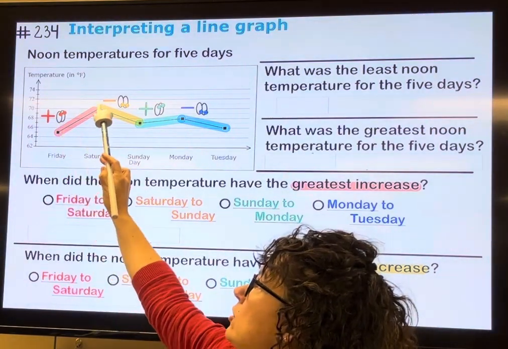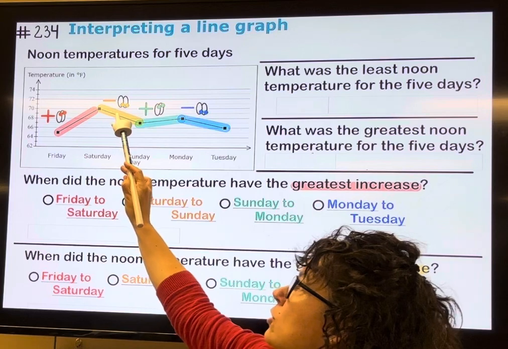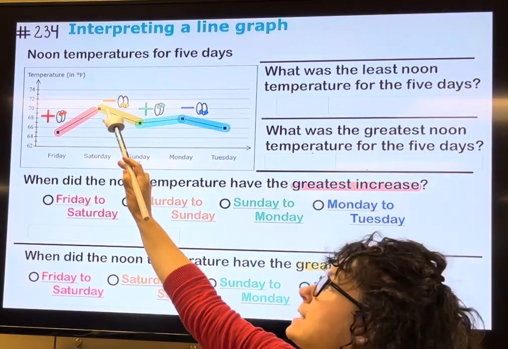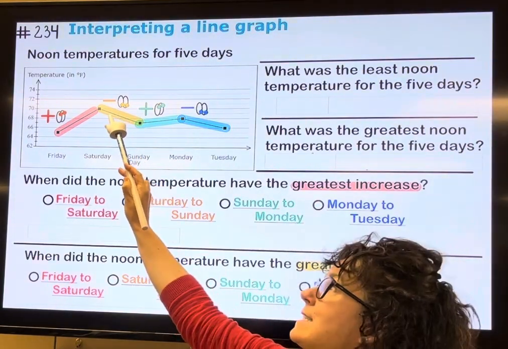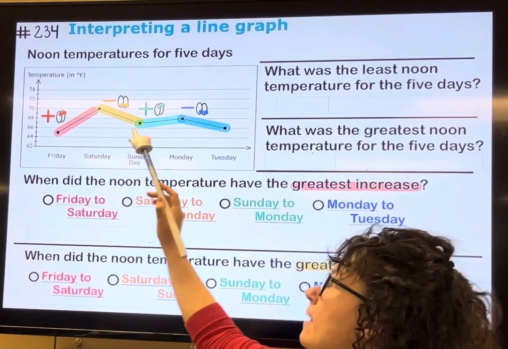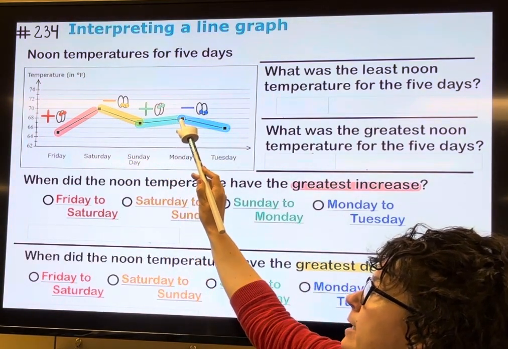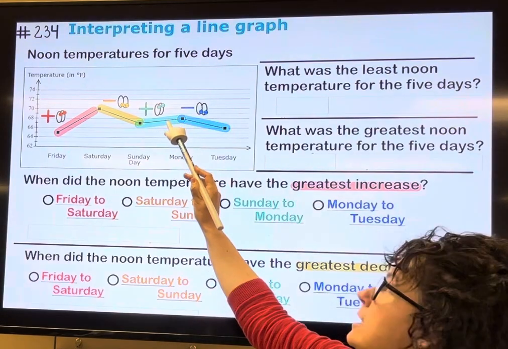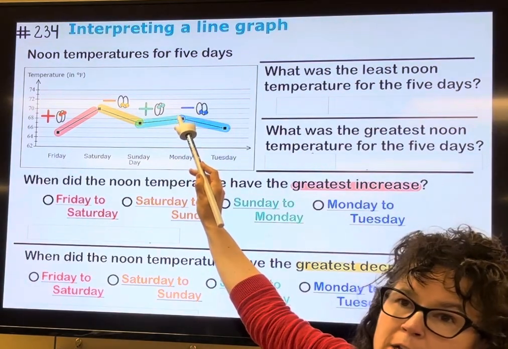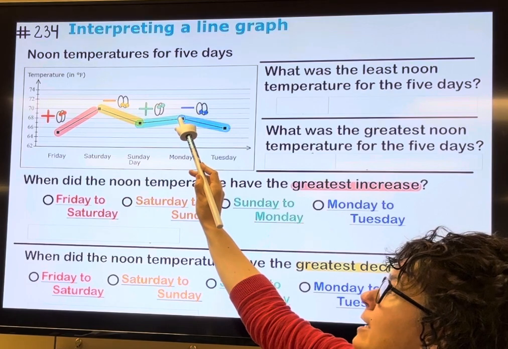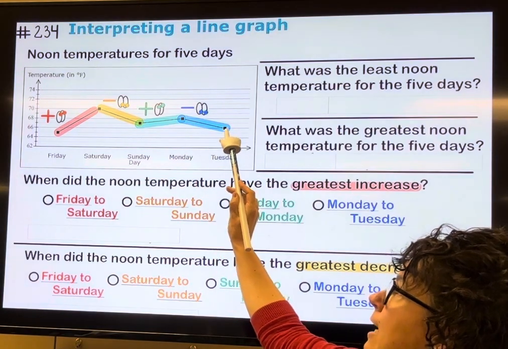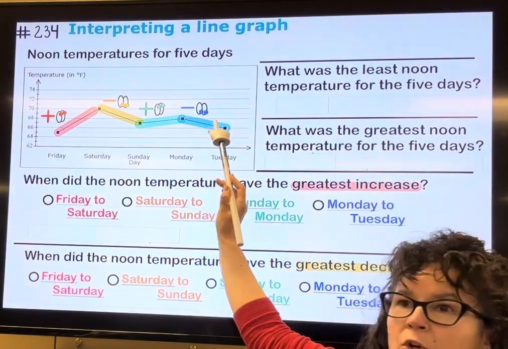Then I continue, and now my eyes are going down. So that section is downhill. So that section is decreasing. Then along this section, it's going uphill just a little bit. So that section is increasing. And then when I finish moving my eyes from left to right, my eyes are looking down. So that section is downhill, known as decreasing.